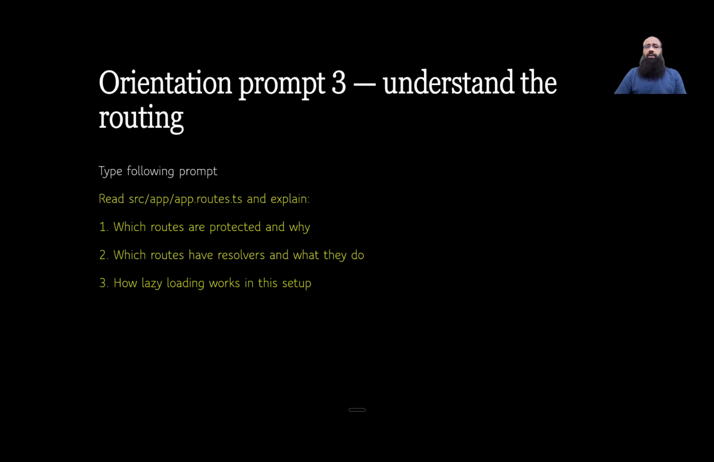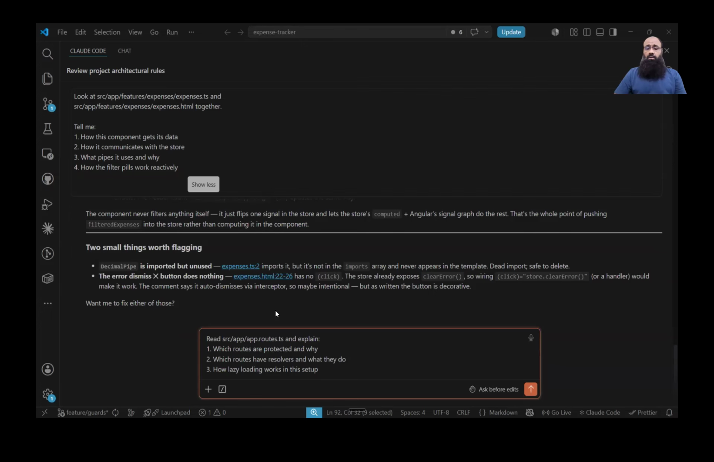The next prompt is related to routing. We are going to ask which routes are protected and why, which routes have a resolver and why, and how lazy loading is working. So I'm providing the routes file to it and asking these 3 questions. Let me just copy this prompt and paste it over there. So I have this prompt with me.